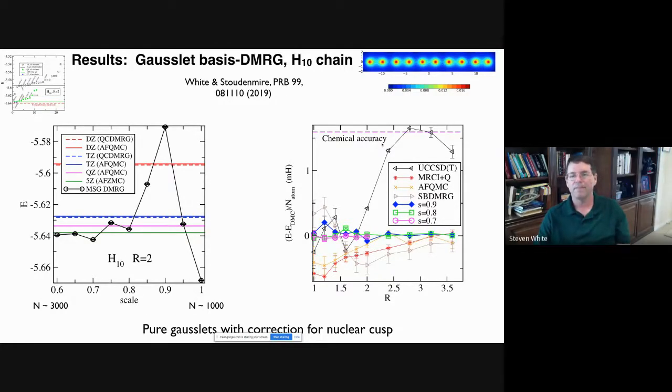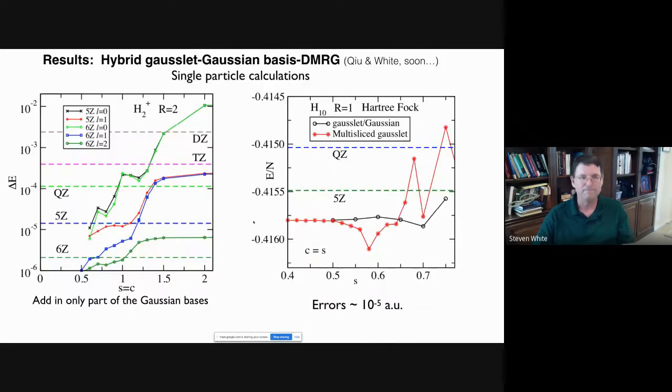Okay, here's a blow up comparing against a reference quantum Monte Carlo calculation, which we believe is very accurate, showing how accurate these results are. Okay. So let me say a little bit more about putting in the Gaussians to get this hybrid Gausslet-Gaussian basis.